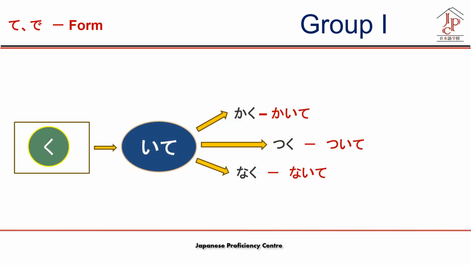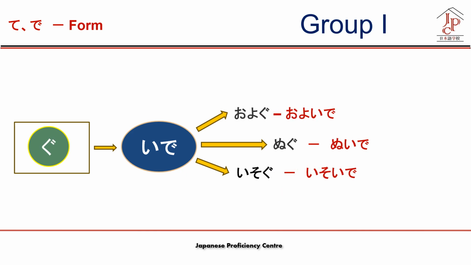Now let us see how the verbs with the ku ending sound change. Ku will become ite, right? So kaku will become kaite. Suku will become suite. And naku will become naite.